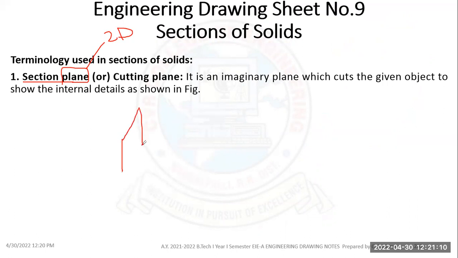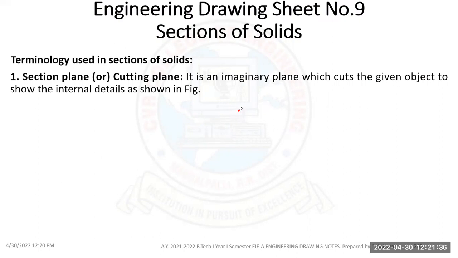The vertical plane will be like this. Suppose I say a horizontal plane, the horizontal plane will be like this. So there are two types of planes: one is the horizontal section plane and the other is the vertical section plane. It is an imaginary plane which cuts the object, and wherever this imaginary plane cuts the object, at that intersection point you have to give numbers or alphabets.